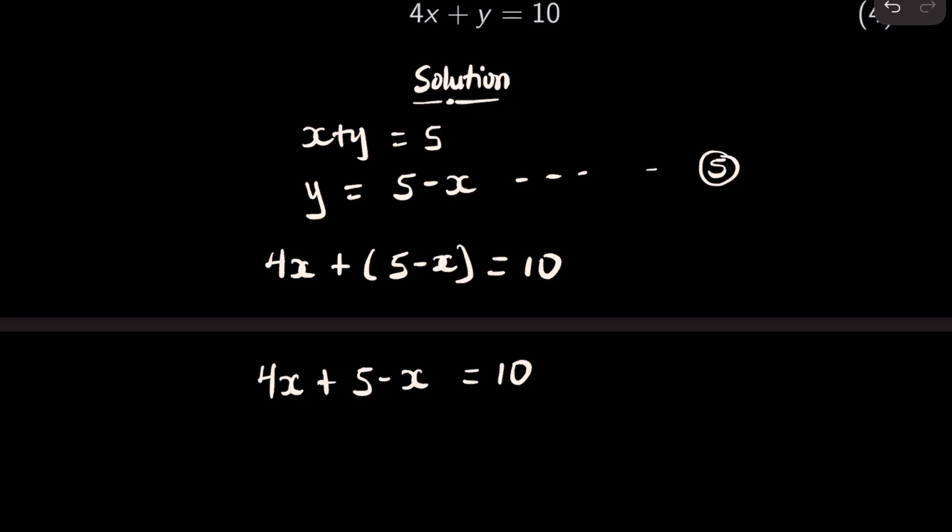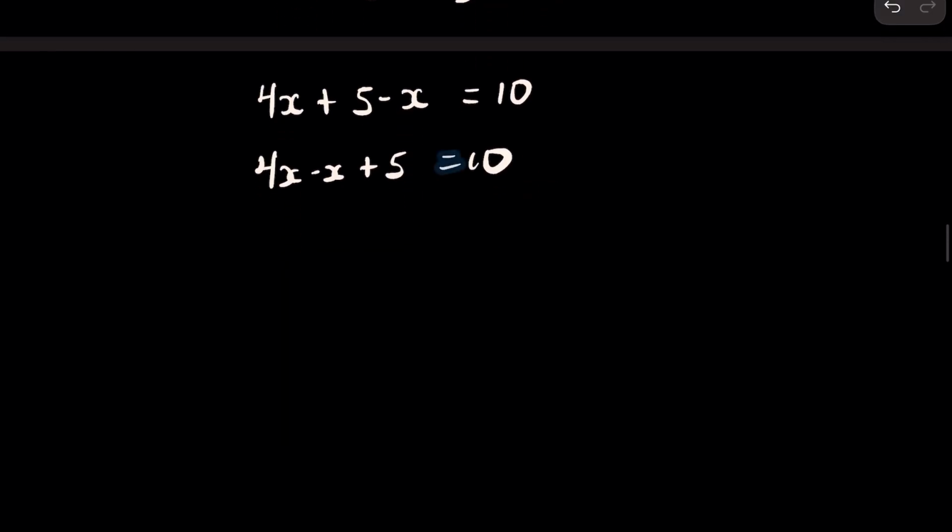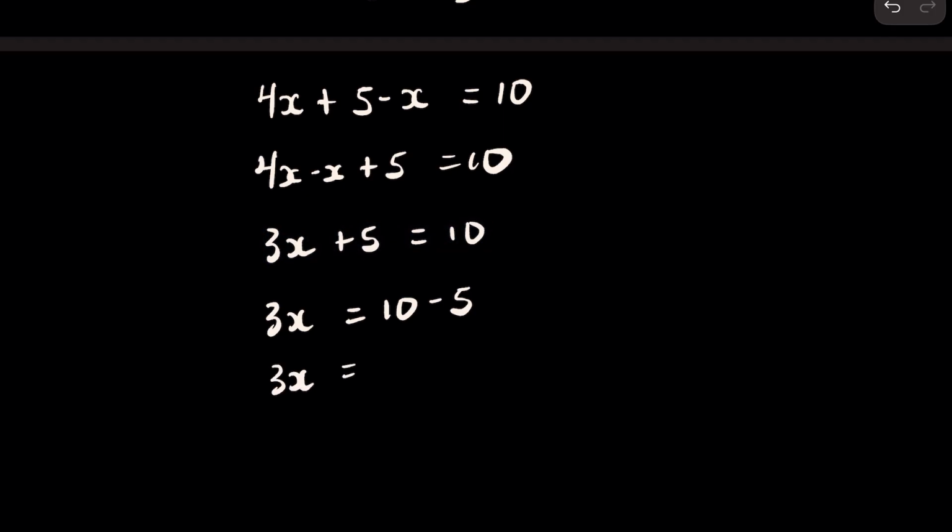Now let's group like terms. We have x here, x here. So you're going to have 4x minus x plus 5 is equal to 10. And so this is going to give us 3x plus 5 is equal to 10. We can now move 5 to the right hand side. So that's going to give us 3x is equal to 10 minus 5. That's 3x is equal to 5.